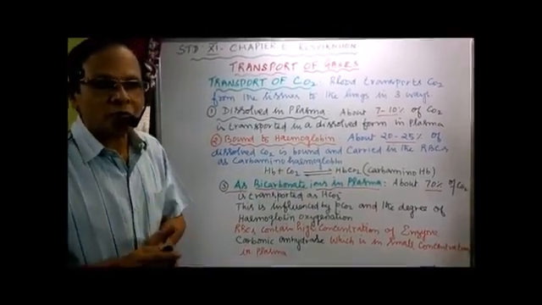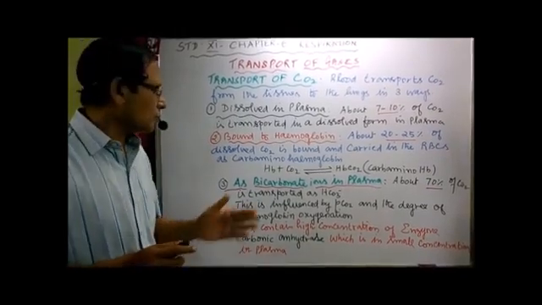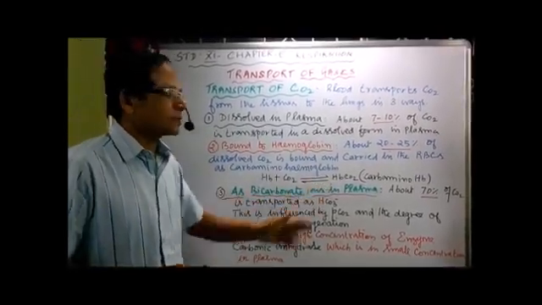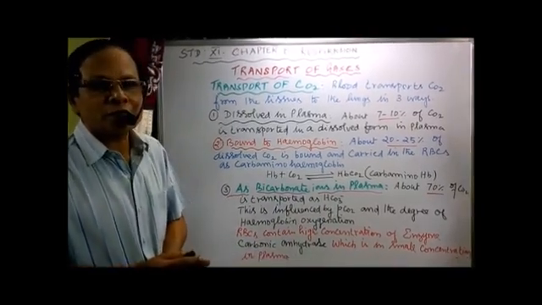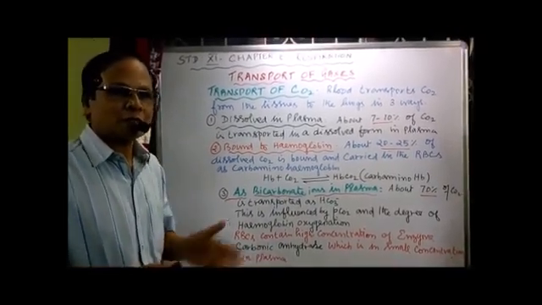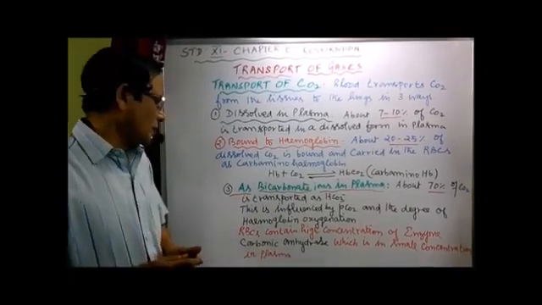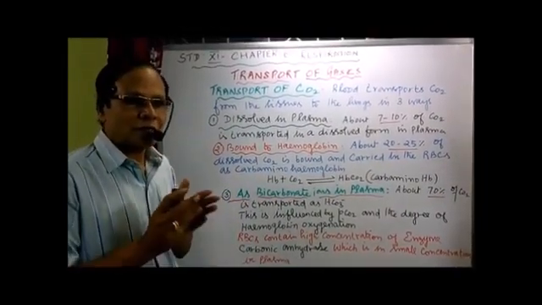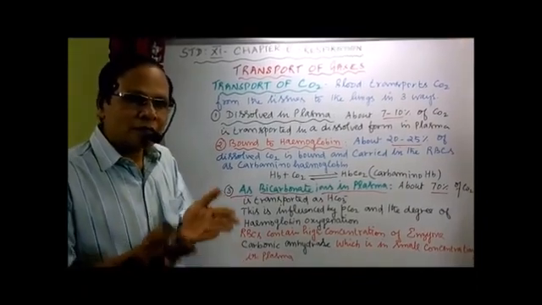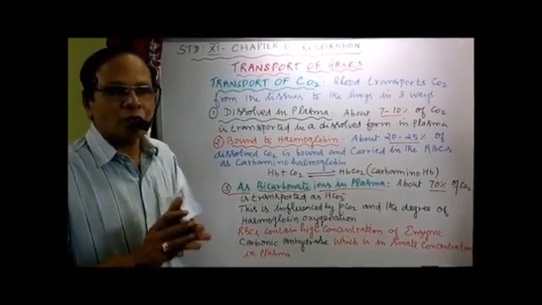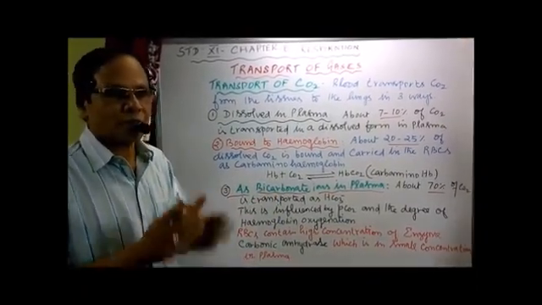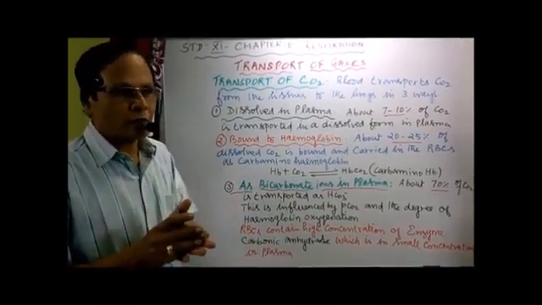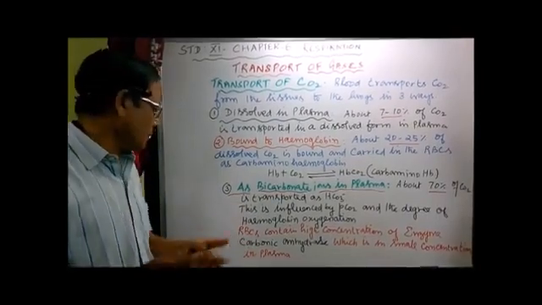But the major amount of carbon dioxide is transported in the form of bicarbonate ions in plasma. About 70% of carbon dioxide is transported as bicarbonate ions. This transport is influenced by the partial pressure of carbon dioxide and the degree of hemoglobin oxygenation.